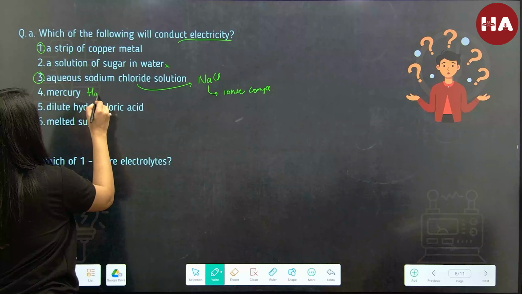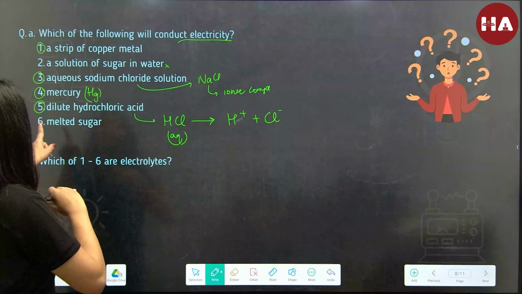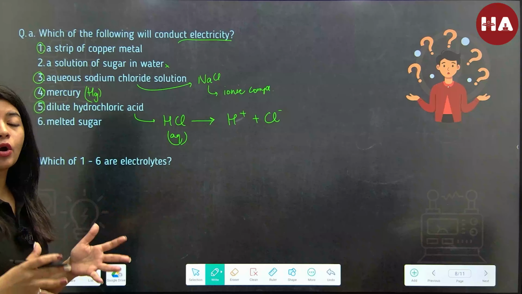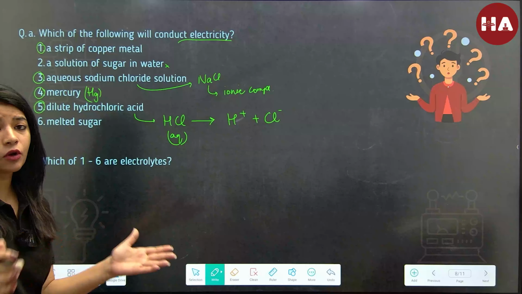Next is dilute hydrochloric acid. Hydrochloric acid is HCl. It is dilute, in aqueous state, right? Hence it can break down into its ions, which are H plus and Cl minus, cation and anion. If it can break down into its ions, I can say that it has free moving ions, therefore it can conduct electricity. Next is melted sugar. Again, sugar is not an ionic compound, hence it will not conduct electricity. So the correct answer for the first part is 1, 3, 4, 5.